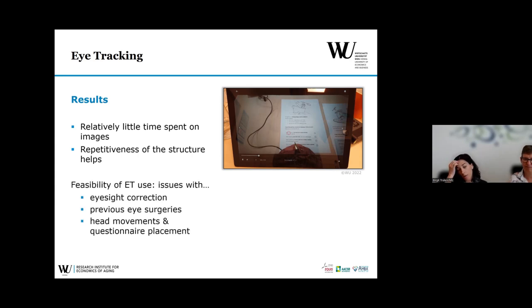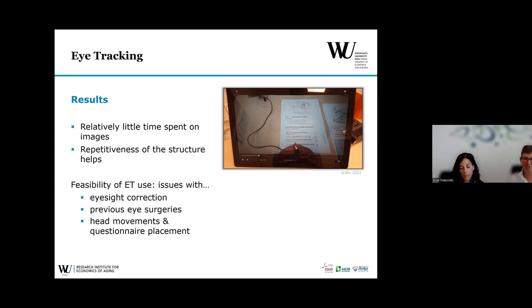We did, however, notice there were quite a few issues with the feasibility, and I said we had 11 respondents completing the exercise. I think we only had somewhat useful data from 6 or 7 of them. There were issues with eyesight correction. Obviously, we knew people were going to have eyesight issues, and we tried to control for that. We had different methods of doing that, but there were still some problems with it. We also had issues with respondents having had eye surgeries. We tried to exclude respondents who had previously had eye surgeries, but especially because LASIK has become so common, that was really hard to do.